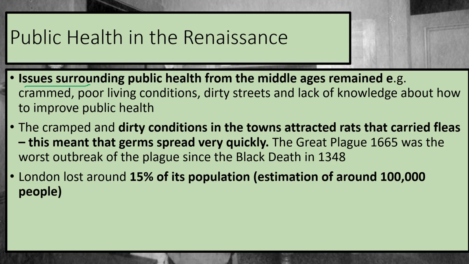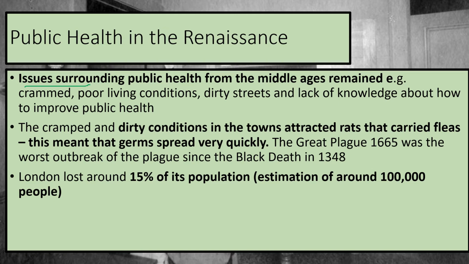Now, in every unit, we need to know about an example of a disease that demonstrates public health and whether there are any improvements. And the one that we need to know about for the Renaissance is the Great Plague of 1665. We mentioned already that there had been lots of little outbreaks of plague.